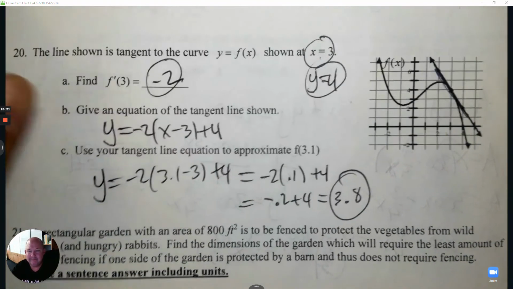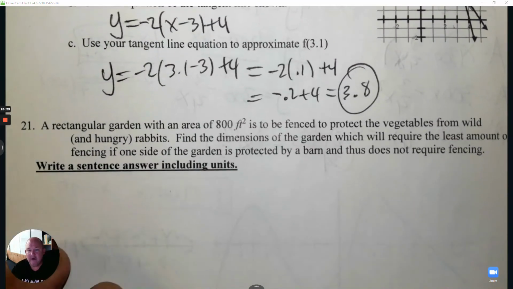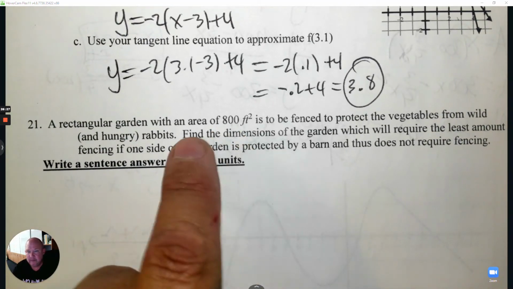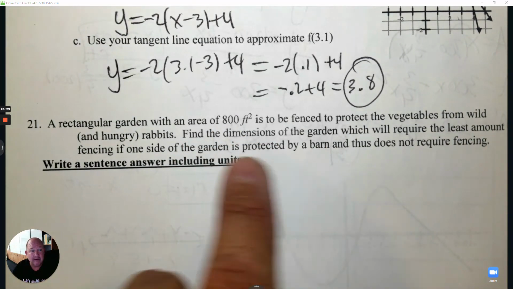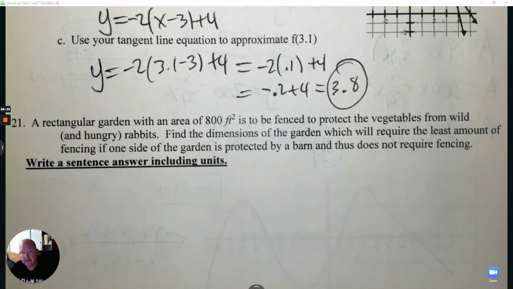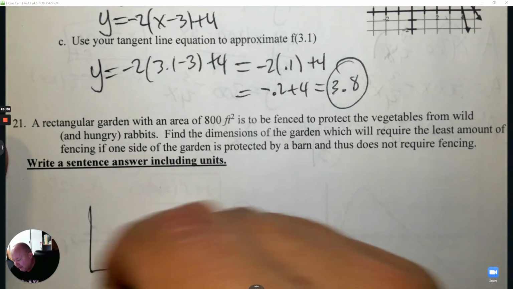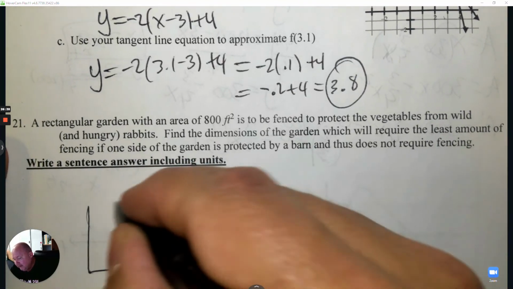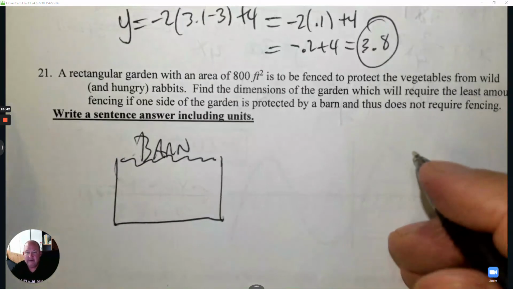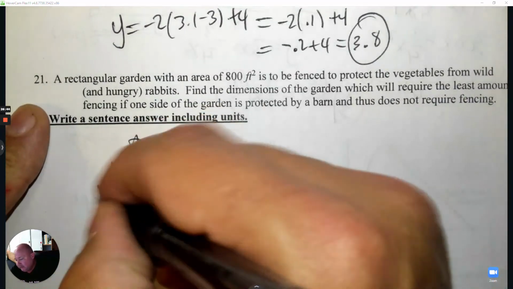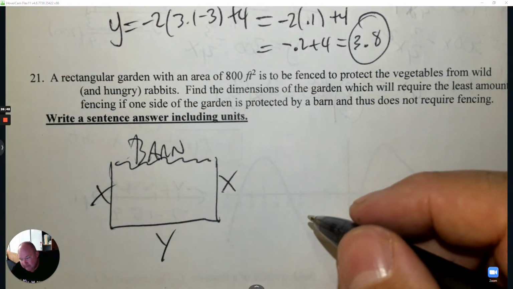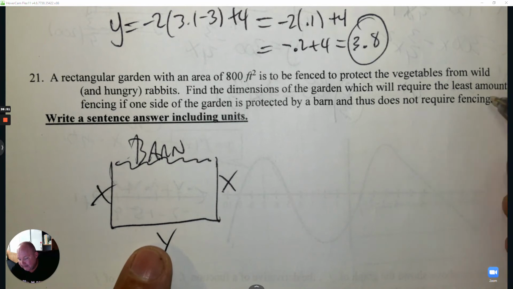All right, one left. A rectangular garden with an area of 800 square feet is protected from rabbits. Find the dimensions of the garden that require the least amount of fencing, it's a minimum, if one side of the garden is protected by a barn. So I got to draw a rectangle, but one side is a barn. So this side here, no fencing. This is a rectangle, so I'm going to label it X and Y. Those are the dimensions. And what I'm looking for is the least amount of fencing.